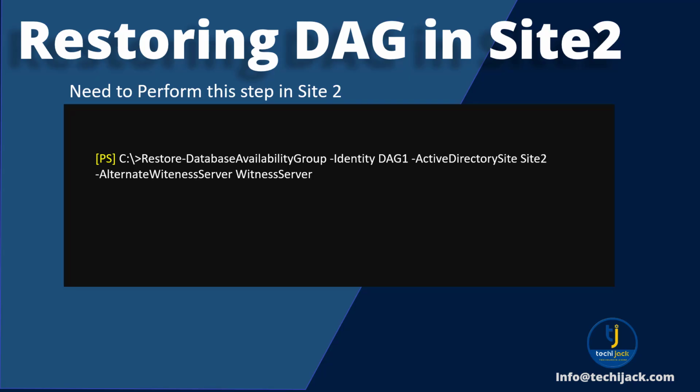Once you run this command, again you will have a warning message and you have to type Y to accept the message. Therefore this step will clear the DAC membership of site 1 and will configure the witness server if it is not present. And if it is already present, you can just ignore the alternate witness server option.